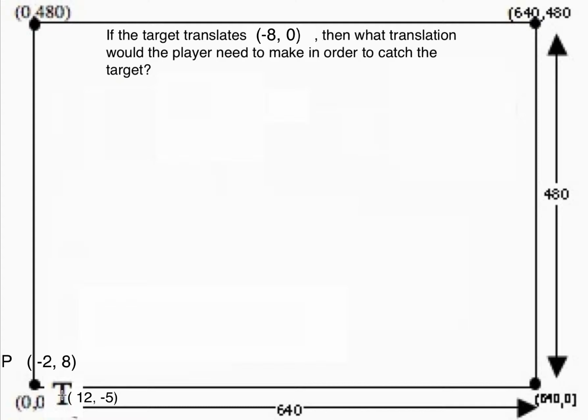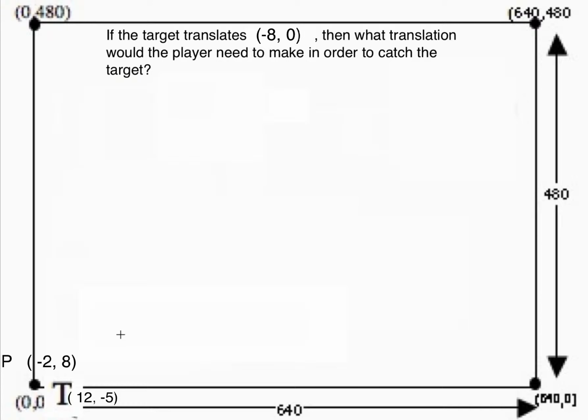So we've got the coordinates of the target and the player, and the question is, if the target translates -8, 0, then what translation would the player also have to make in order to catch the target or make contact at the same point on the Cartesian coordinate system?